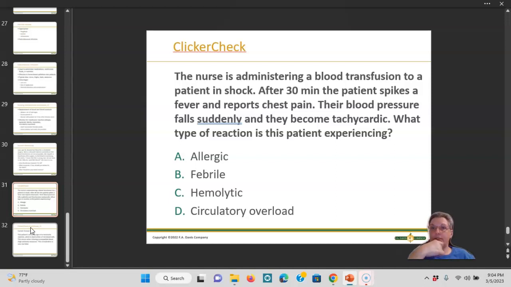So, a nurse is administering a blood transfusion to a patient in shock. After 30 minutes, the patient spikes a fever and reports chest pain. Their blood pressure suddenly falls and they become tachycardic. What type of reaction is this? Allergic, febrile, hemolytic, or circulatory overload? What do you think? What kind of transfusion reaction would that be?